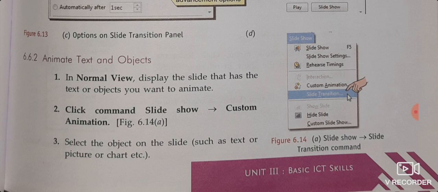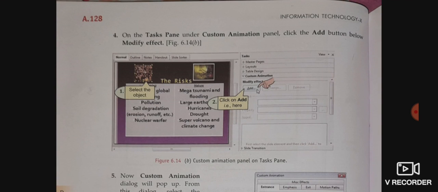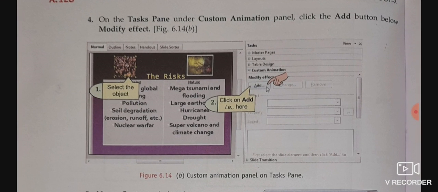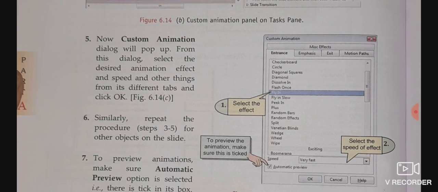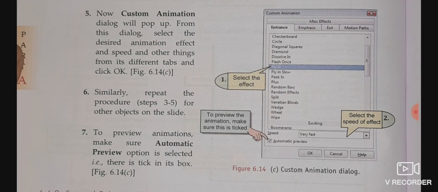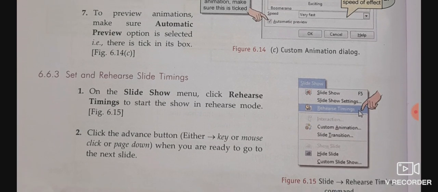Now suppose if you want to do animation, you have to select from the slide, custom animation. Whatever customized animation you want, you can do that from the task pane. See how the slide will enter: checkerboard, circle, diagonal, squares. Any type of custom animation you can add to your slides.